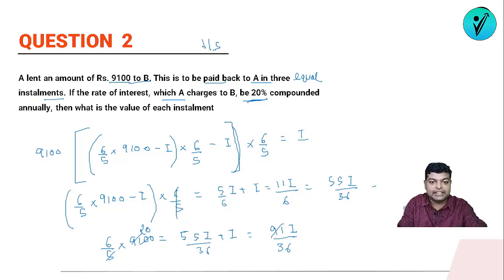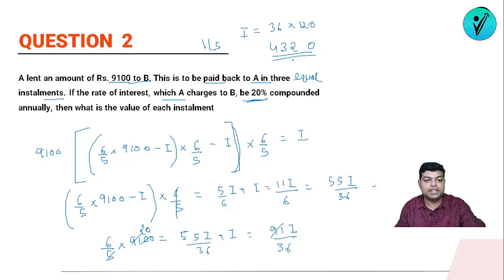So what will be the value of I? The value of installment is 36 into 120, or it is 216 into 20. 36 into 6 is 216. So it will be 432. 432 and a 0. So the value of the installment will be 43200. Means if you have taken a loan of 9100, you want to repay it in 3 equal installments, the rate of interest is 20%, you have to pay 43220 as your installment.